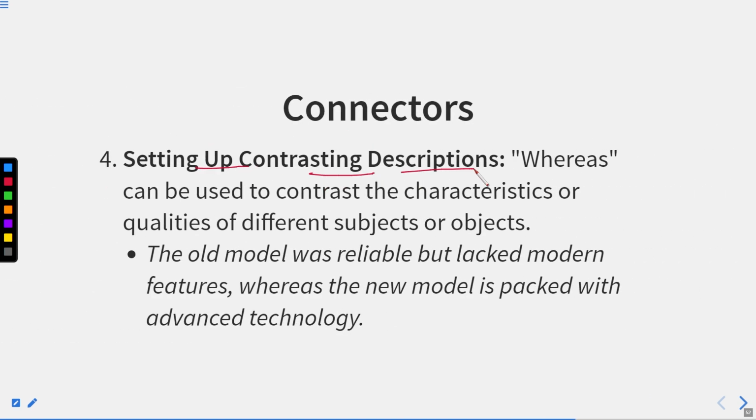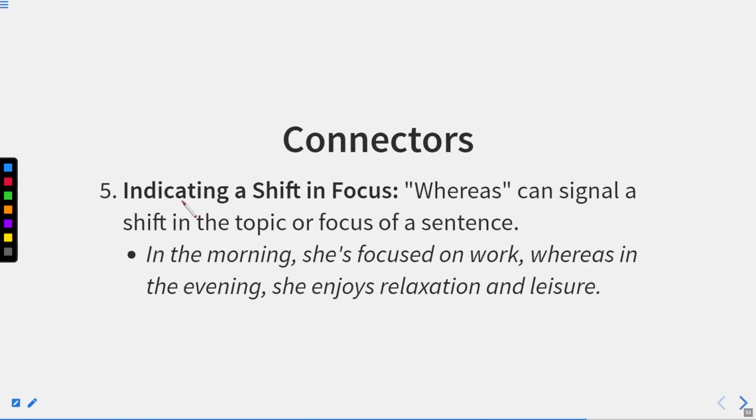Setting up contrasting descriptions. Whereas can be used to contrast the characteristics or qualities of different subjects or objects. The old model was reliable but lacked modern features, whereas the new model is packed with advanced technology. Indicating a shift in focus. Whereas can signal a shift in the topic or focus in a sentence. Okay, so it indicates the shift in the focus.